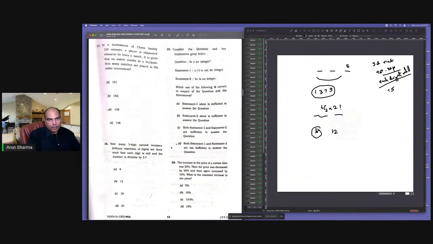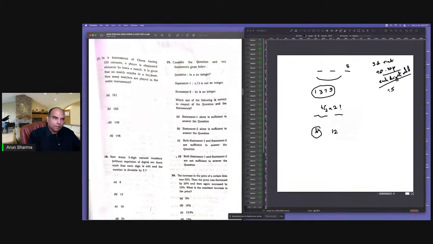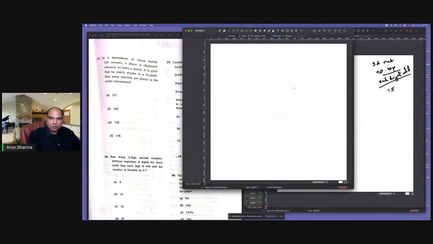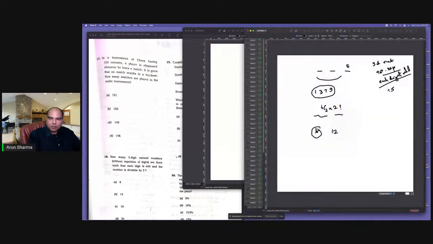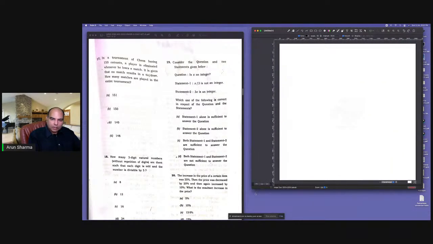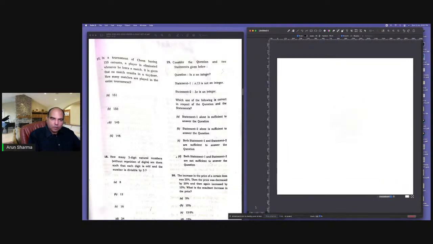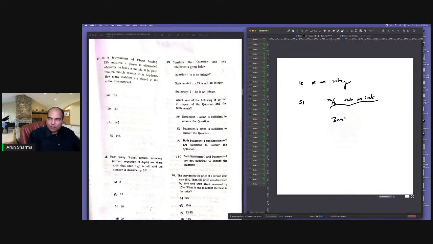Question 19. Let's have a look at question 19. Consider the question and two statements given below. Is X an integer? Statement 1: X by 3 is not an integer. So if X by 3 is not an integer, that means X is not a 3n number. This means that X is either a 3n plus 1 or 3n plus 2 number.